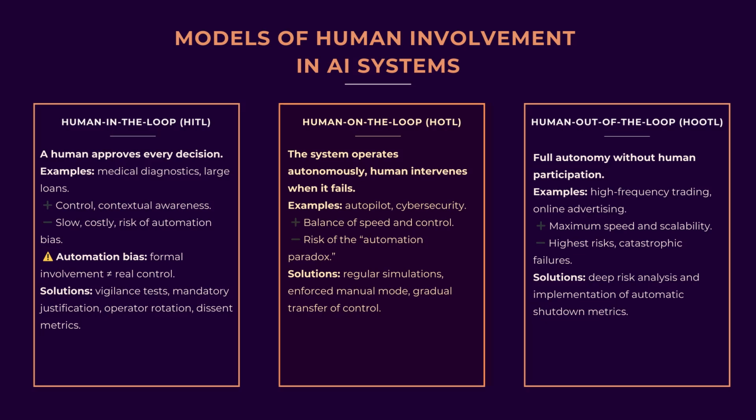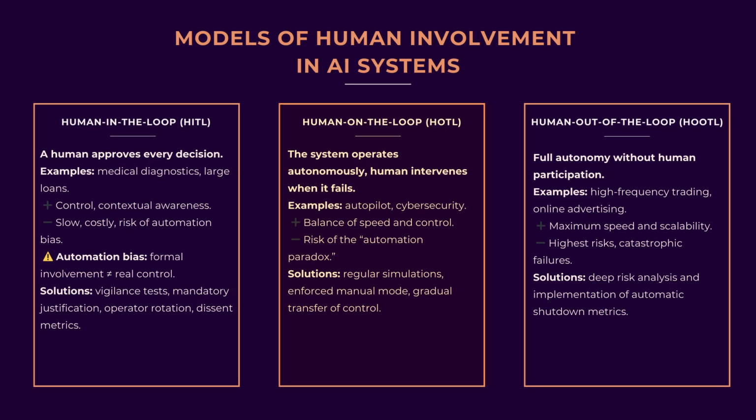Human on the loop. In this model, a human acts as a supervisor. The AI system operates autonomously, but a human can intervene at any time upon detecting anomalies or at the system's request. Examples include autopilot management or cybersecurity monitoring.